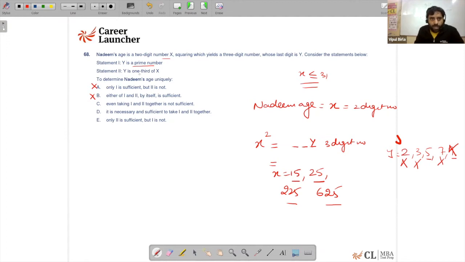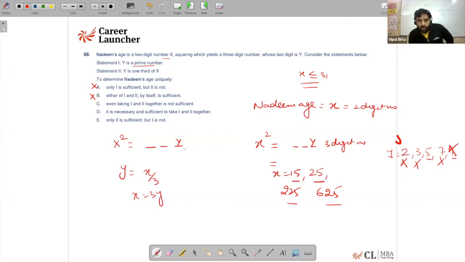Now statement number 2 says y is 1/3 of x. Now just forget about that y is a prime number. Okay. Only focusing on statement number 2, and they're saying that x squared is a 3-digit number and y is x by 3. So now y is not a prime number, they've not given that, but y is x by 3. So in other words, we can say x equal to thrice of y.